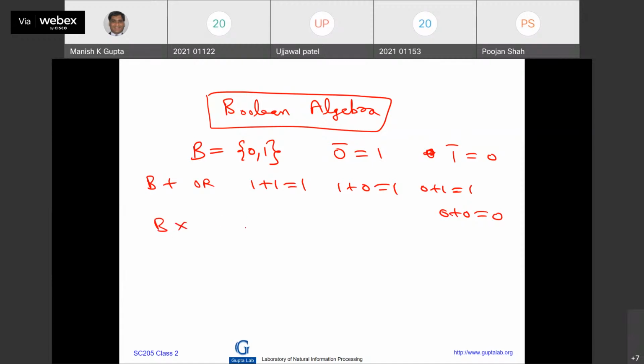Boolean product. 1 into 1 is equal to 1. 1 into 0 is equal to 0. 0 into 1 is equal to 0. 0 into 0 is equal to 0. Question I can ask, is it a field? Confuse a little. Is it a field?